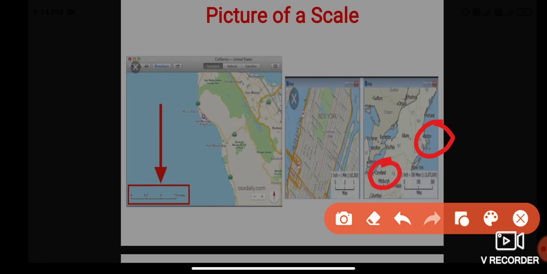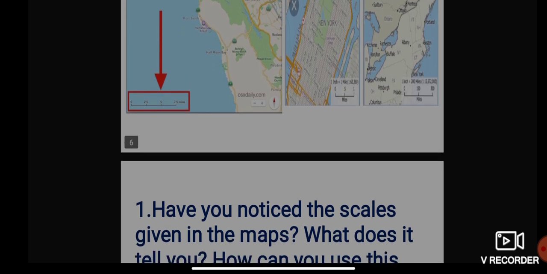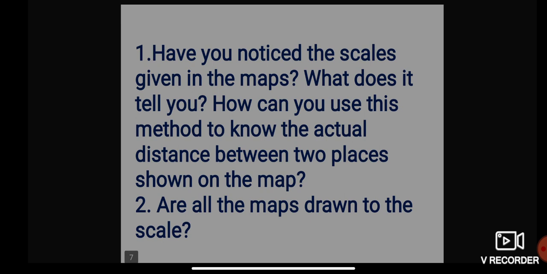Okay, so in order to measure the distance between the two places in the given map, you have to follow this given scale. That is miles. So accordingly, as you measure, you will know the distance between the two places, that is Boston and Cleveland.